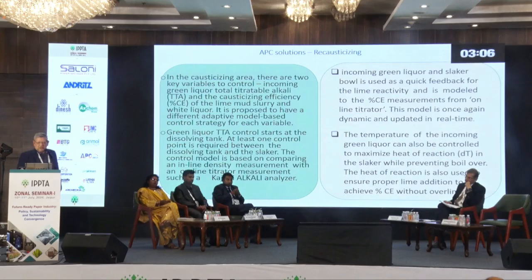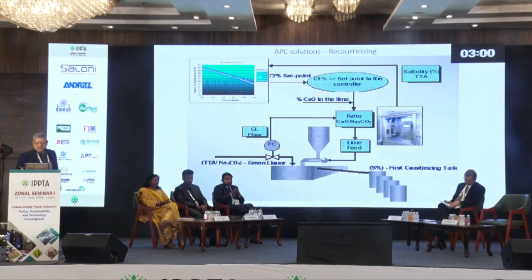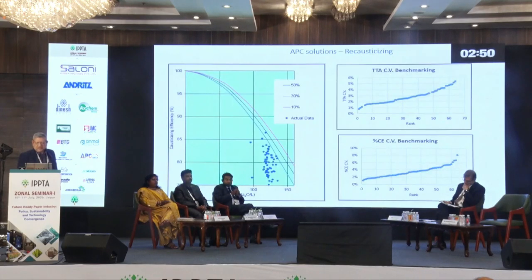So then this is the causticizing efficiency, which is based on the Goodwin curve. Many of you will be knowing about it, based on the salinity of the liquor. So this is how the control takes place. You have the PTA benchmarking and the causticizing efficiency benchmarking.